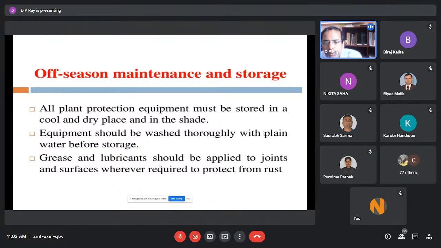All plant protection equipment must be stored in a cool, dry place and in shade. Equipment should be washed thoroughly with plain water before storage. Grease and lubricant should be applied to joints and surfaces wherever required to protect from dust.